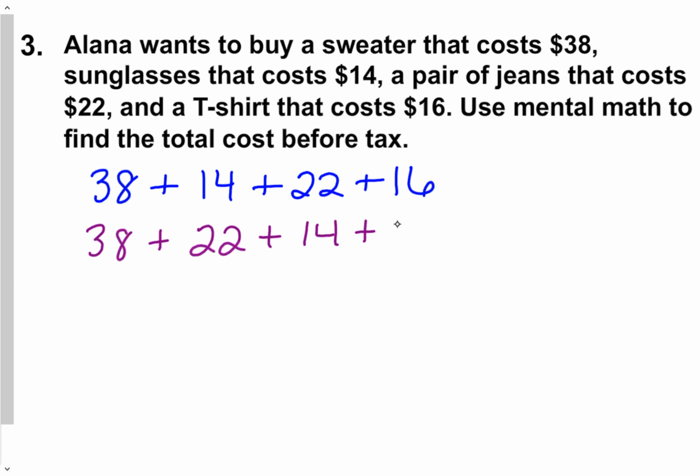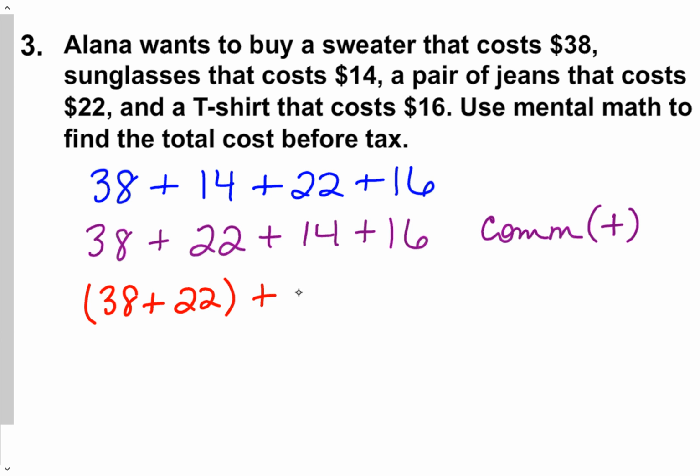Okay, and I can definitely do that using the commutative property of addition. Okay, the next thing I want to do is group numbers together, meaning I want certain numbers to be added together. So I'm going to go ahead and group 38 and 22 because I want to group them together, and you'll see why in a second. And then I want to group 14 and 66 together. So this is the associative property of addition.